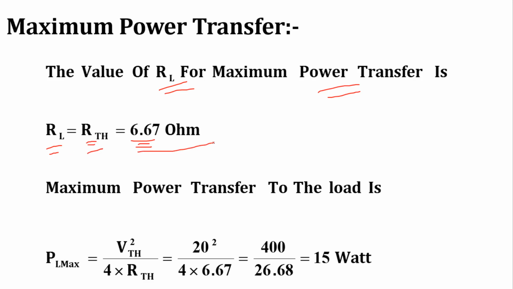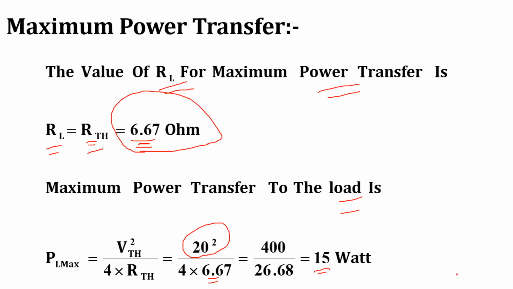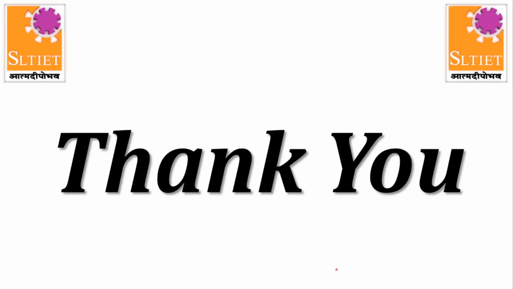Now for this particular value of RL, the maximum power transfer is given by PL max equals VTH square upon 4 RTH. VTH is equal to 20, divided by 4 into RTH equal to 6.67, so 400 upon 26.68, so P max is equal to 15 watt. The earlier value of power is 14.68 and the maximum value, P max, is equal to 15 watt. So this is the end of the example.